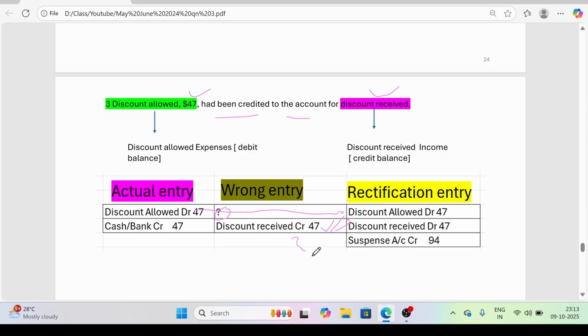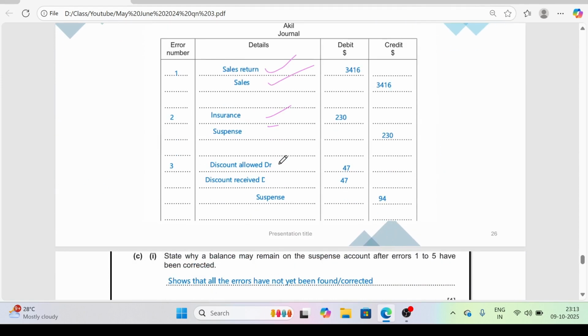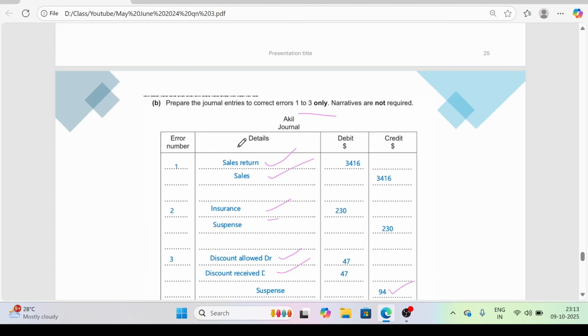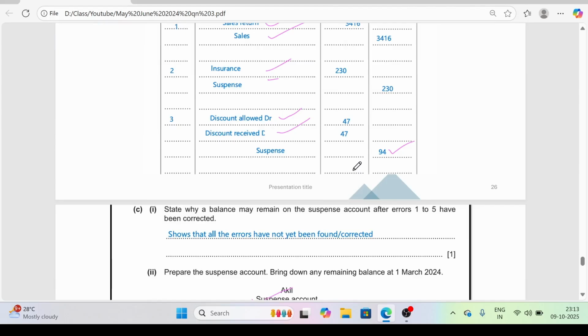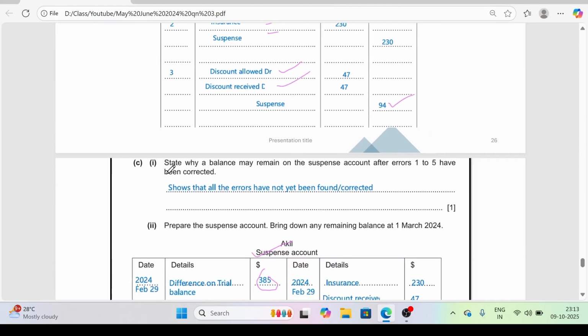credit entry. Okay. So which is the credit entry? Suspense account. Suspense will come credit. 47 plus 47, 94. So this one we have to transfer to general. Discount allowed debit, discount received debit, 47 plus 47, 94. So these three transactions only you have to record in the book. Prepare the journal entries to correct the error 1 and 3 only. So 1 and 3 we have to 1, 2, 3 only. Narratives are not required. Okay, got it?